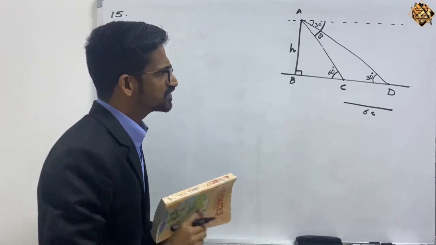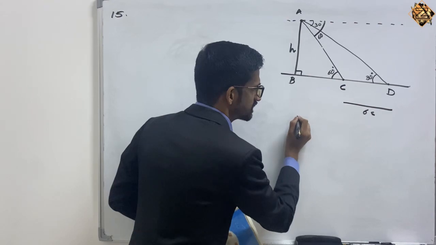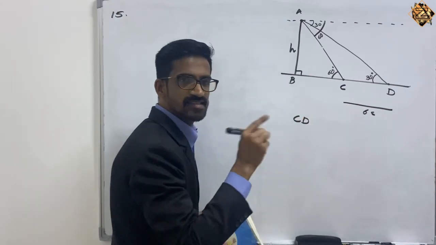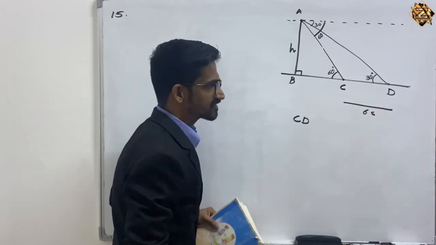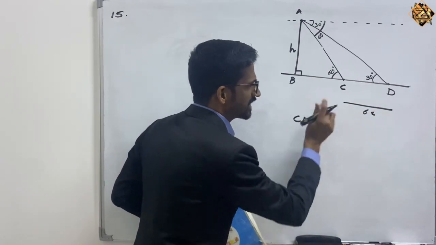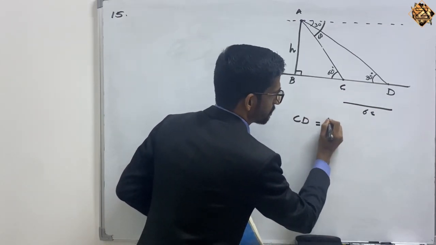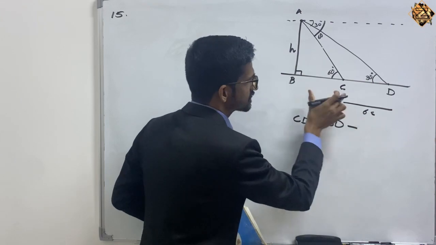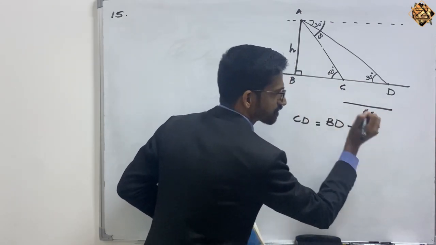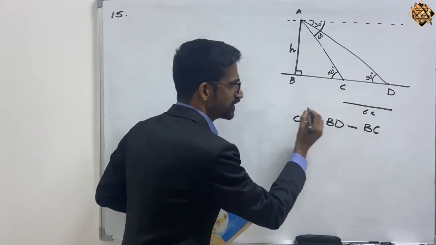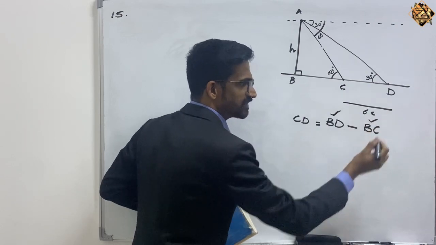Now our aim is to find the time taken for the car to move from C to B. It is given that CD is 6 seconds. From C to D, it took 6 seconds. So we can make a relation between these points. CD we can write as BD minus BC. CD we know, so we are going to find BD and BC.